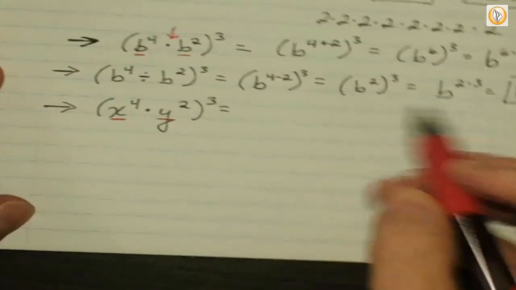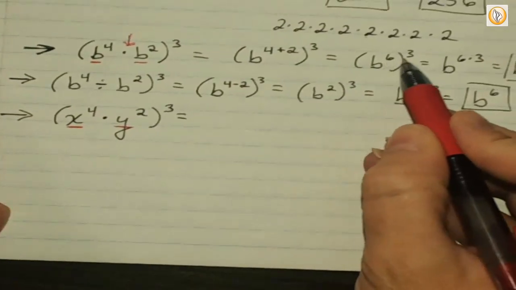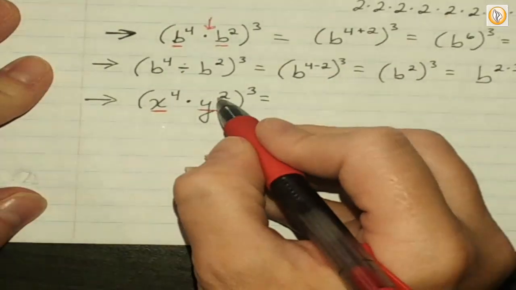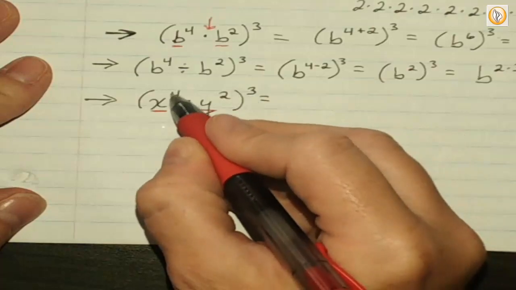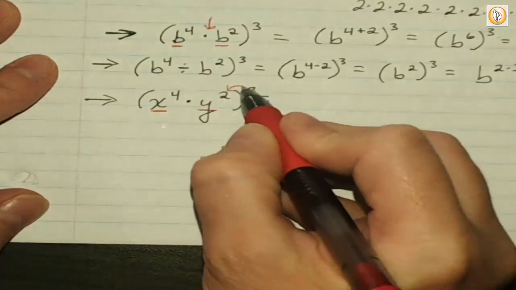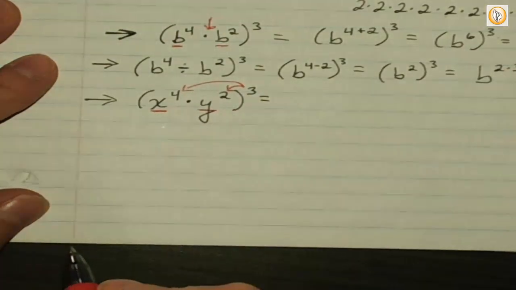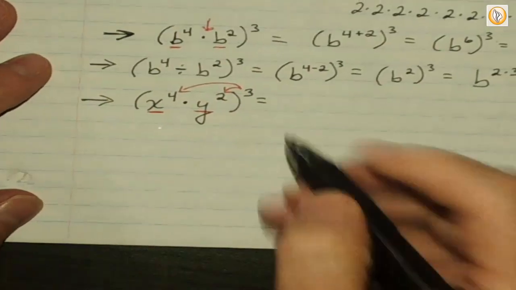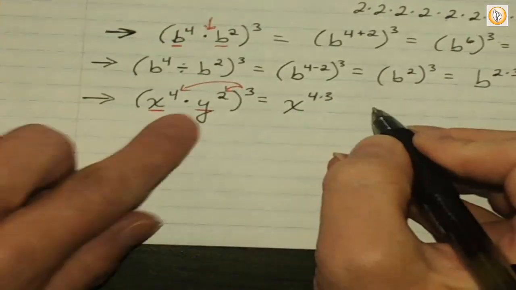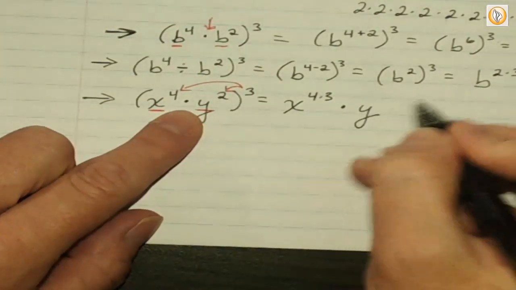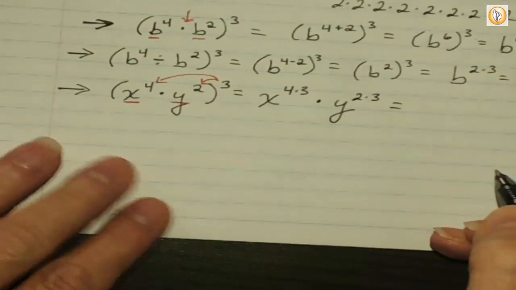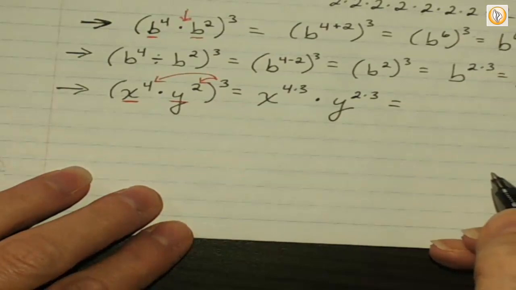The exponent, remember right here and right here, when they're on the inside and outside, what do we do with them? Multiply. We multiply. We have an inside and outside, and over here we have an inside and outside. So we are multiplying that 3 with this 2, but we're also multiplying it with that 4. So that becomes x, 4 times 3, times y, 2 times 3. Do y'all see that? Yes, ma'am. Joseph, do you see that?